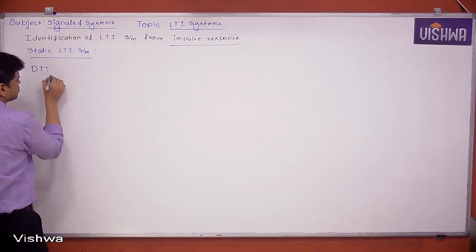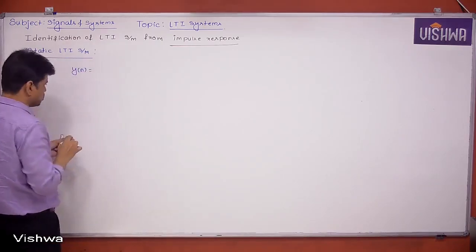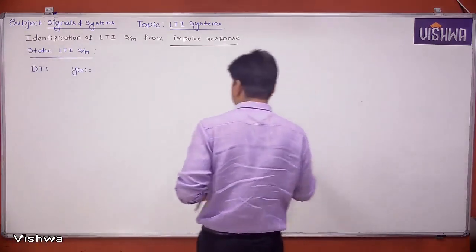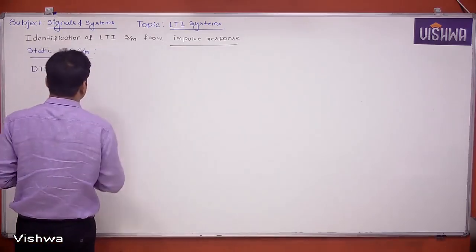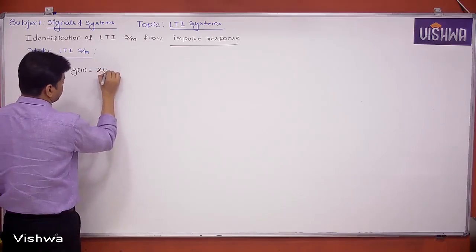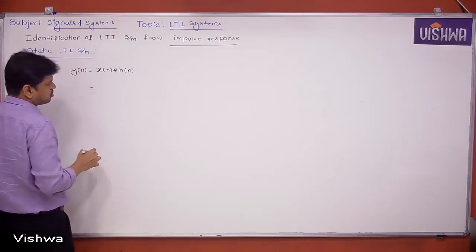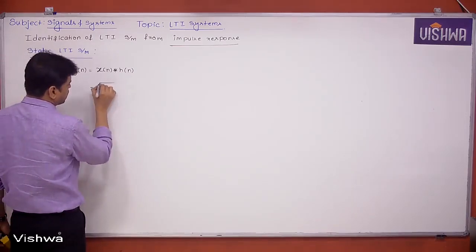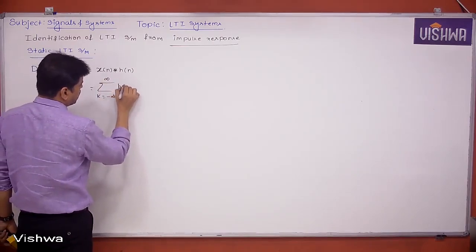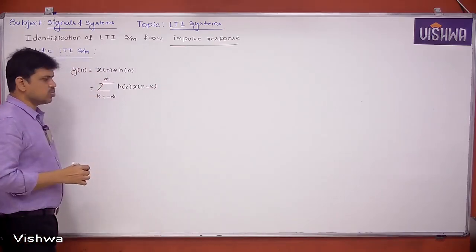In discrete time, y of n is equal to x of n convolved with h of n. I am not changing h of n, I am changing only x of n. So I get summation k equal to minus infinity to infinity of h of k x of n minus k. So this is what we are going to get.